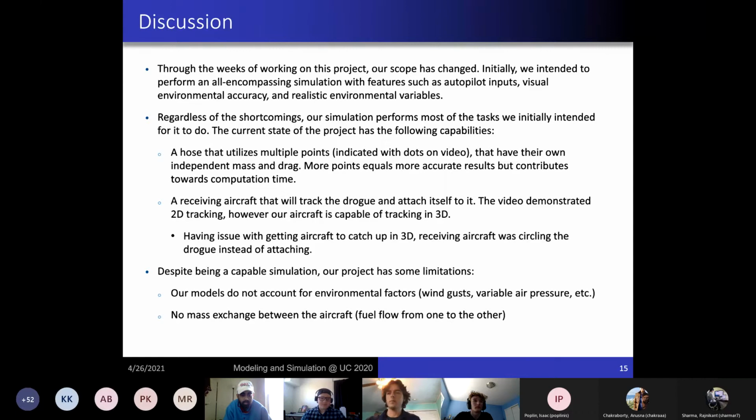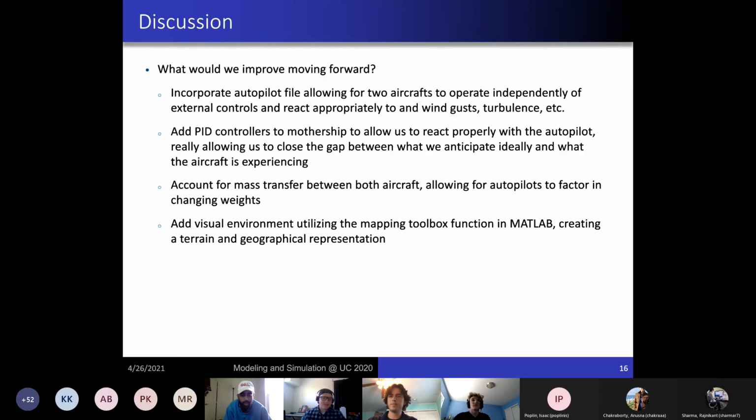So we are over time, so I'll just give a brief explanation of this. So basically, throughout the duration of this project, our scope has narrowed a bit. We haven't done any of the advanced things we were planning on, such as mass exchange and wind gusts, but we did do the main things we were hoping to do, which was the hose and having multiple points so that the cable actually bends and the receiving aircraft follows the drogue and attaches to it. So go ahead to the next slide.